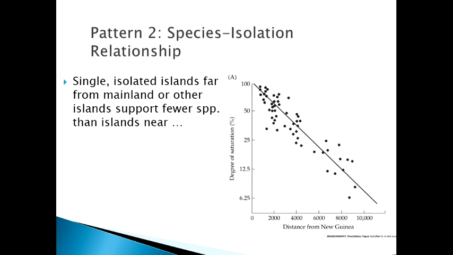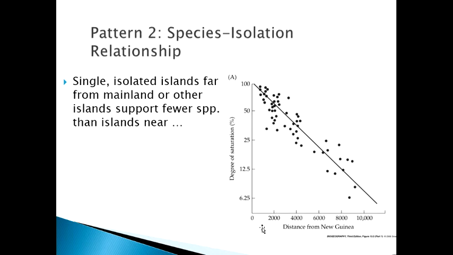The second is the relationship between species and isolation. The farther an island is away from a larger mainland, the fewer species it's going to have. This is going to relate to the immigration and extinction there. So an island that is just 100 kilometers away from the mainland is going to have more immigrants from that mainland than an island of the exact same size that might be 1,000 kilometers away or 2,000 kilometers away.